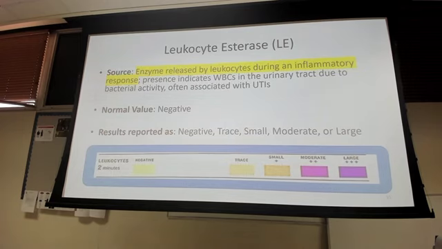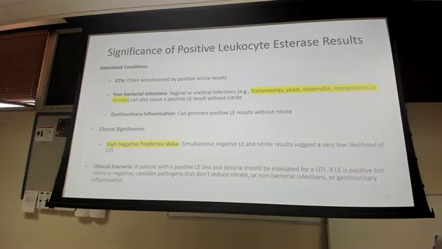Leukocyte esterase, right? That's just the presence of white blood cells in the urinary tract. Dealing with what infection? UTIs. All right, so the significance, right? Often coming with UTIs. You have these non-bacterial infections, though, which are really important. Okay? The non-bacterial infections, right? You have vaginal or urethral infections. This includes trichomonas, yeast, chlamydia, mycoplasma, or viruses. And those can also cause a positive leukocyte esterase result as well.